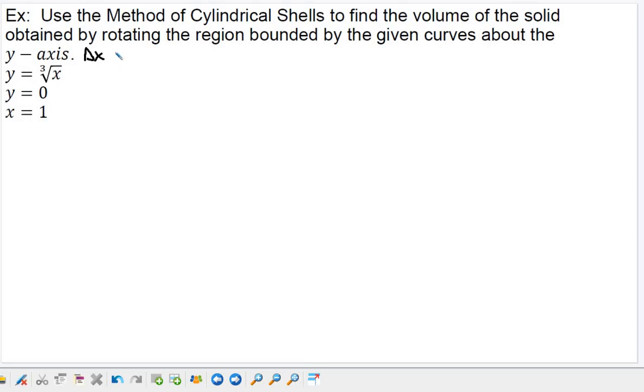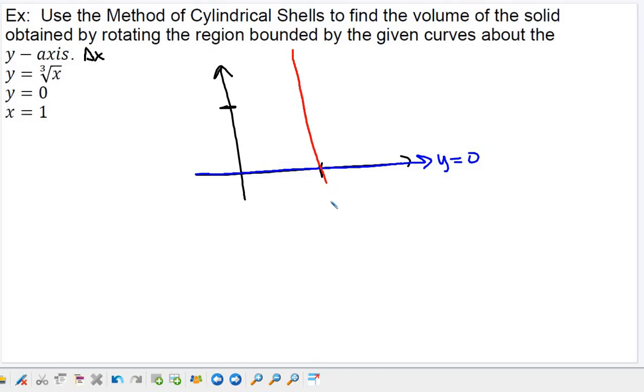Okay, so we have y is 0 and x is 1, so that's the first quadrant. If y is 0, then this is going to go through 0, 0. If x is 1, it's going to go through 1, 1. So I'm going to do 1, 1 like that. So y is 0 is here. x is 1 is here.